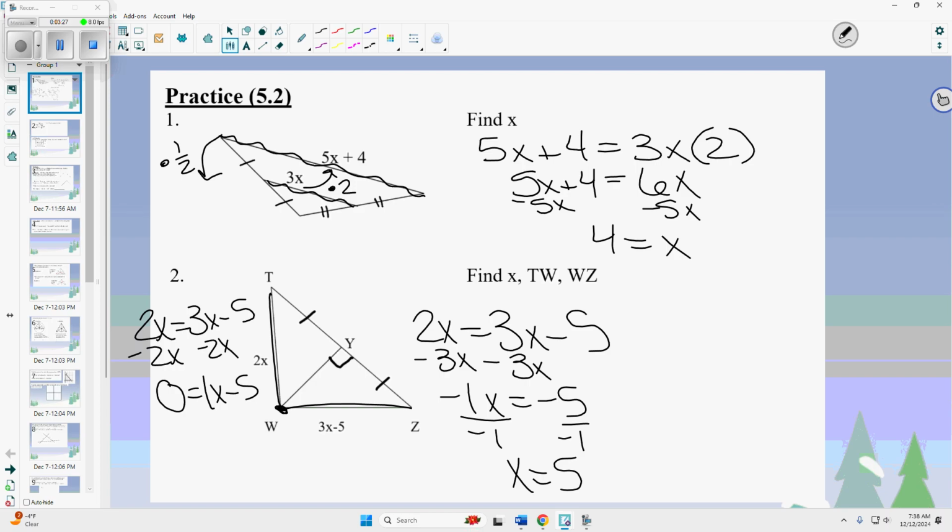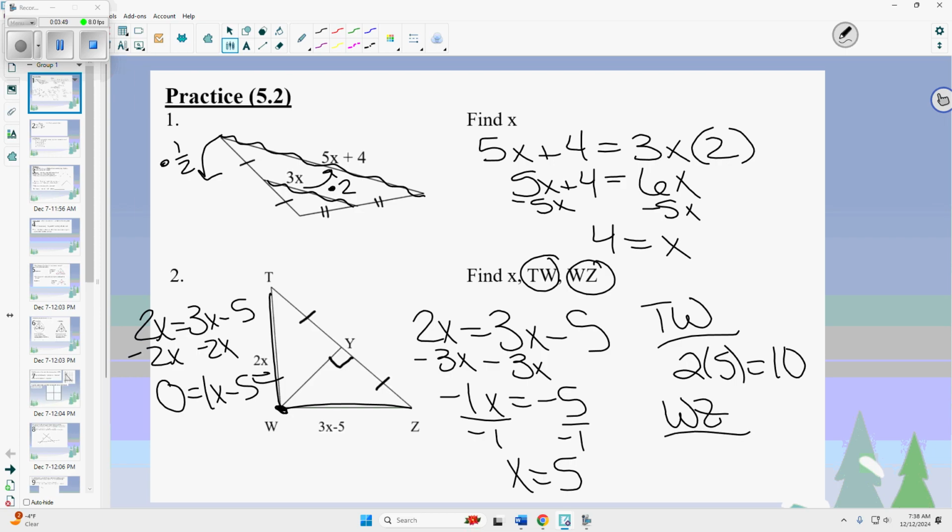Why not? What did it ask me for? Absolutely. How do I find the length of TW? You plug in 5 for x. So we get 2 times 5, which is, and we get WZ by taking 3 times 5 minus 5, which is good because you solved for them to be equal, right?